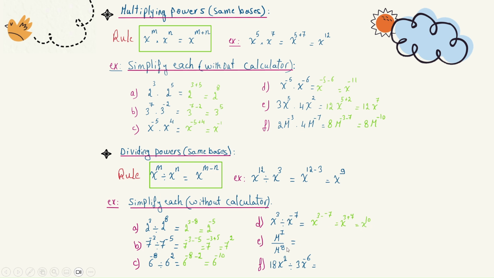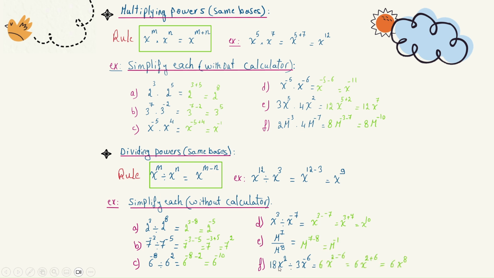Part E. I'm just telling you that division and fraction are the same, which means we subtract the exponents. M to the power of 7 divided by m to the power of 8 means 7 minus 8, or m to the power of minus 1.